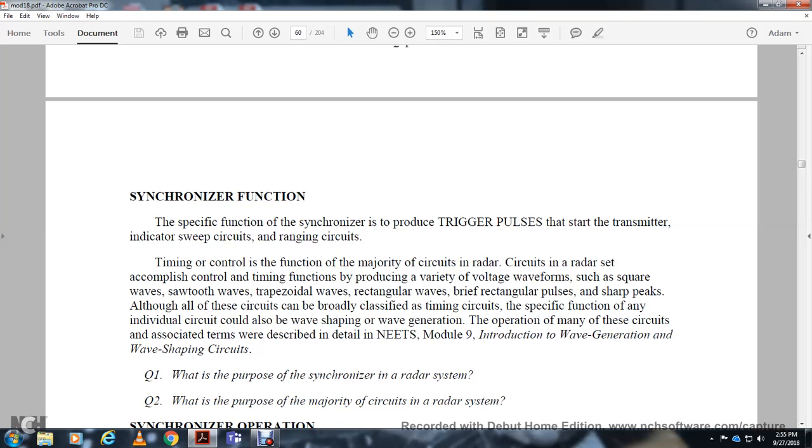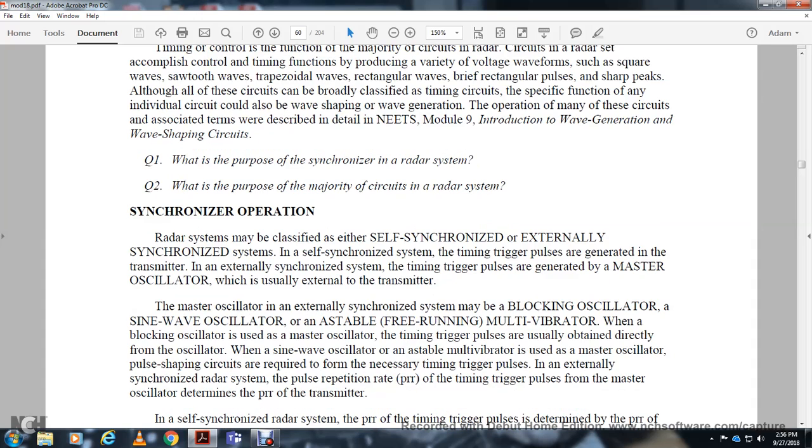the specific function of the individual circuits can also be wave shaping or wave generation. The operation of many of these circuits is covered in detail in the module on wave generation and wave shaping circuits. Synchronizers used with radar systems may be classified as self-synchronized or externally synchronized. In the self-synchronized system, the timing trigger and the pulse generator are part of the transmitter. In the externally synchronized system, the timing trigger and pulse generator are associated with a master oscillator, which is usually external to the transmitter.